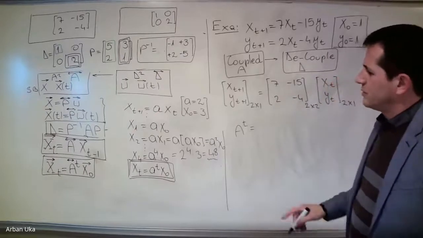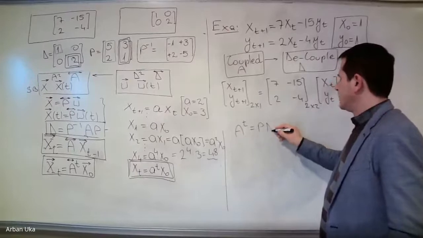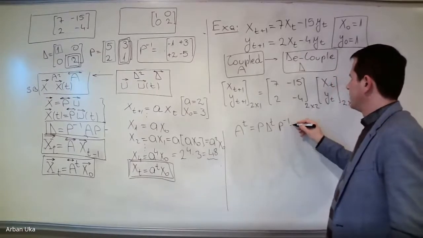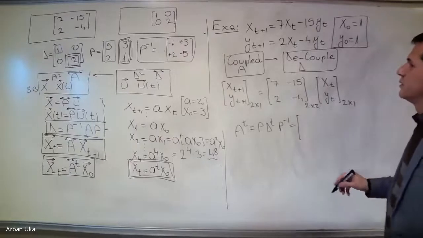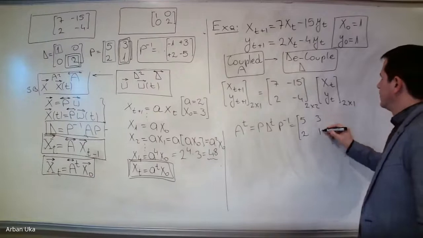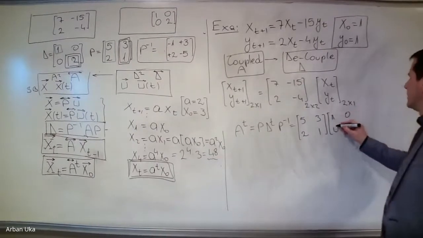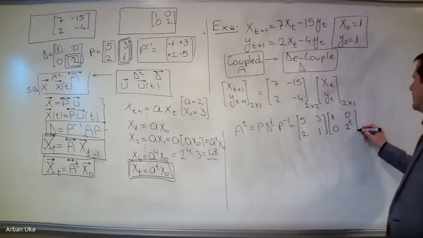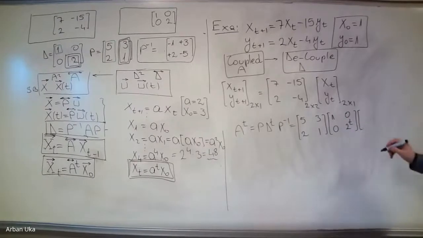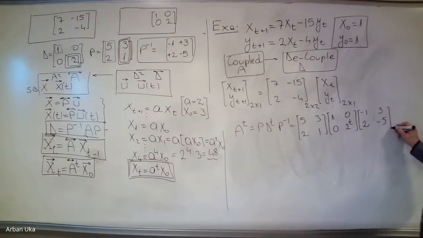A to the power t, based on what we wrote before, is equal to P, D to the power t, P inverse. P is equal to (5, 2; 3, 1). And D to the power t is (1, 0; 0, 2 to the power t), times minus 1 times (1, 3; 2, minus 5).